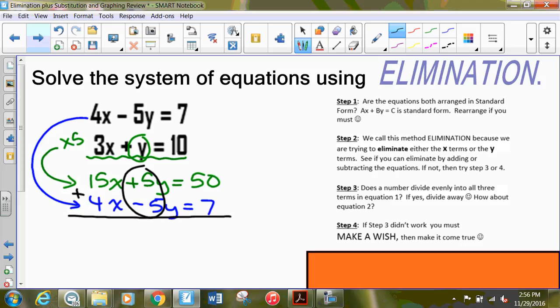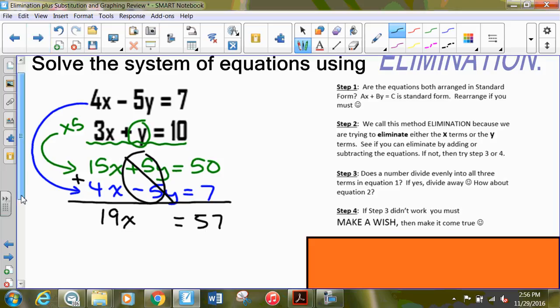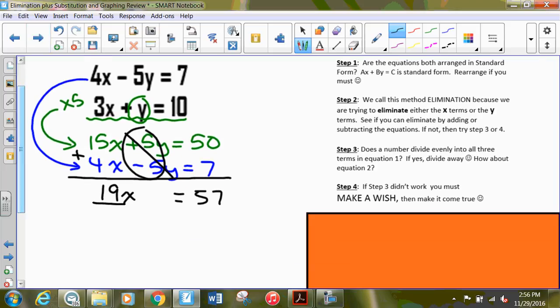So here we go. 15 plus 4 is 19, so we have 19x. 5y minus 5y, that cancels out, so it's gone. And 50 plus 7 is 57. All right, and then we end up with a simple equation, which we're going to go ahead and divide both sides by 19. And we see that x is equal to 3.